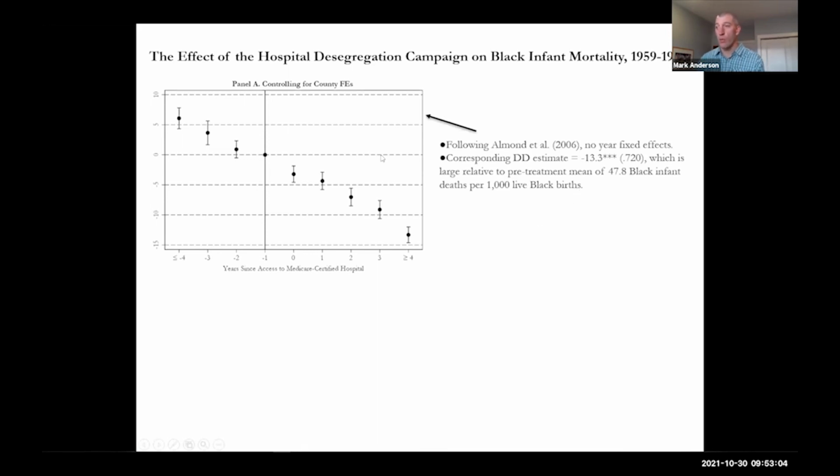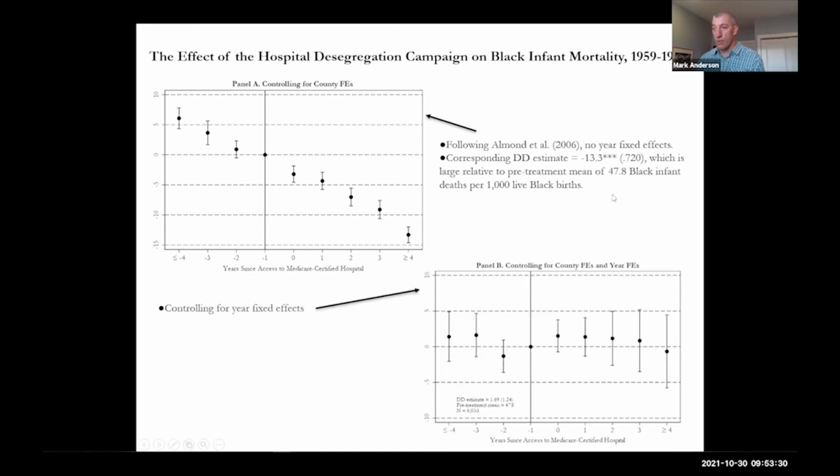And what do we see when we do that? Well, we have this strong downward trend running through time of treatment. Now, if we were to summarize these pre and post-treatment indicators, we would get a standard difference in difference estimate that's large and negative, 13.3 fewer Black infant deaths per 1,000 live Black births. And this is large relative to this pre-treatment mean.